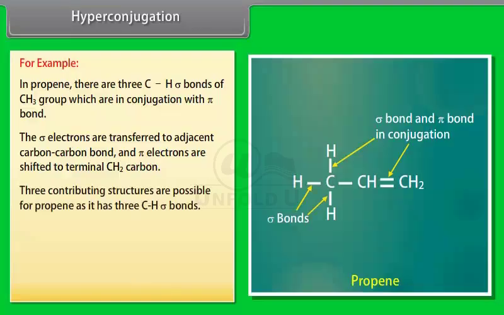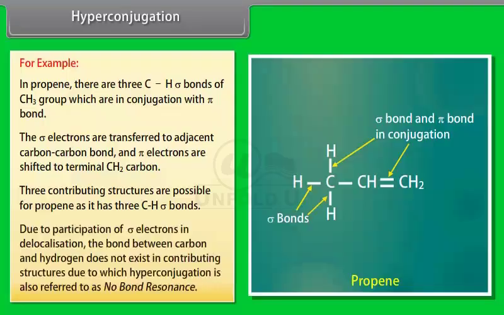Three contributing structures are possible for propene as it has 3 C-H sigma bonds. Due to participation of sigma electrons in delocalization, the bond between carbon and hydrogen does not exist in contributing structures, due to which hyperconjugation is also referred to as non-bond resonance.